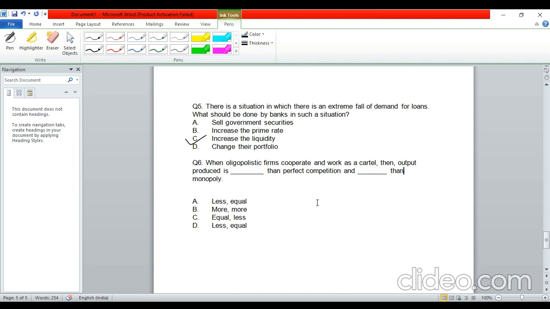But of course, we know output produced by a monopoly is way less than the output produced by a firm in a perfectly competitive market. So the correct answer would be output produced is less than perfect competition and equal to monopoly. So I think this should be the correct answer for this one.